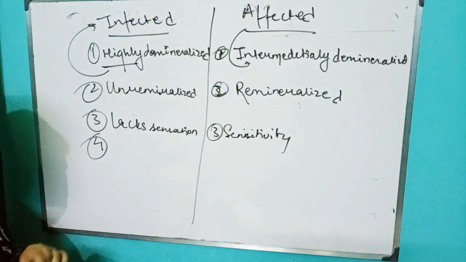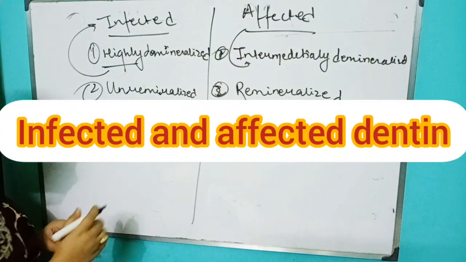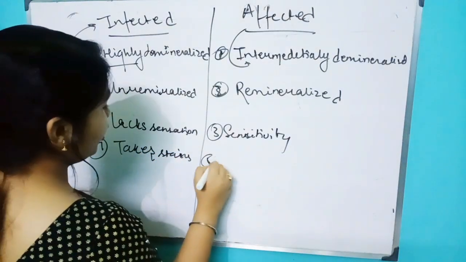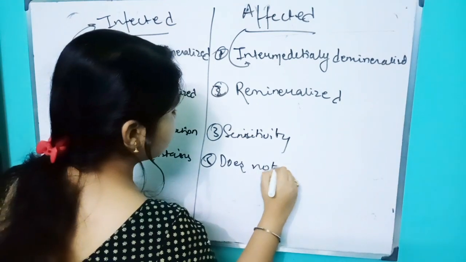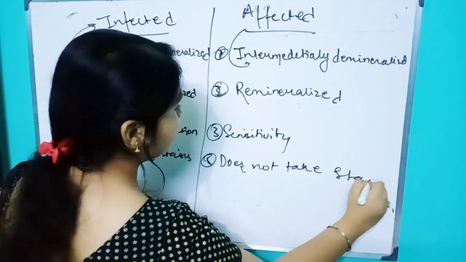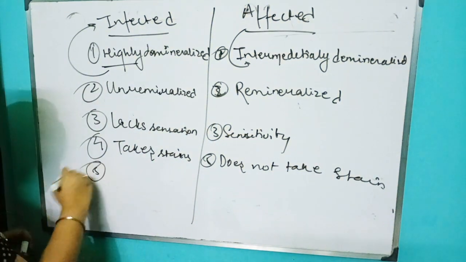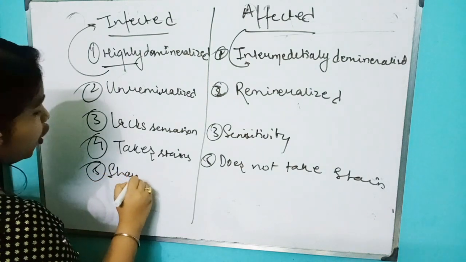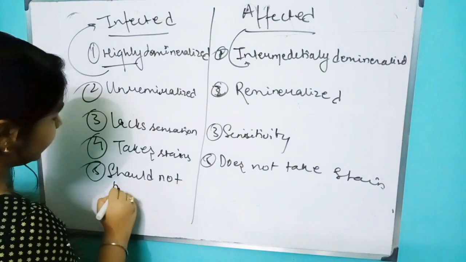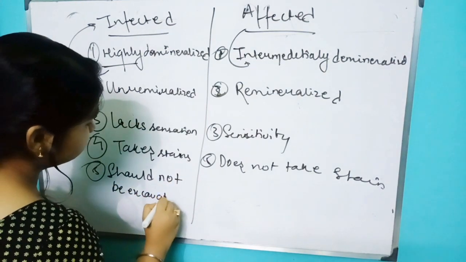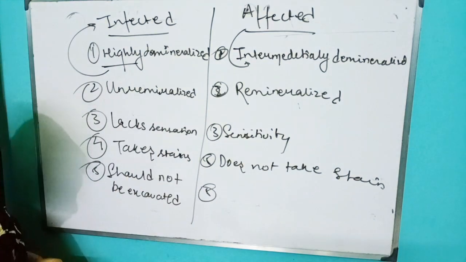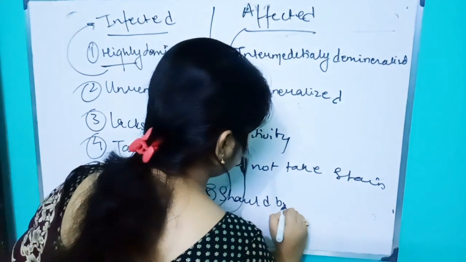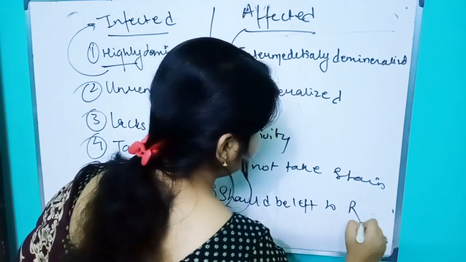Then the fourth point is, it takes stain, it does not take stain. Then the fifth point is it should not be excavated. But here the fifth point is it should be left to remineralize.